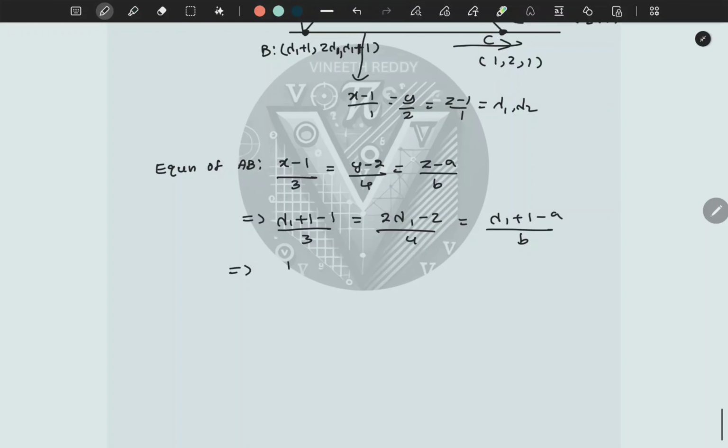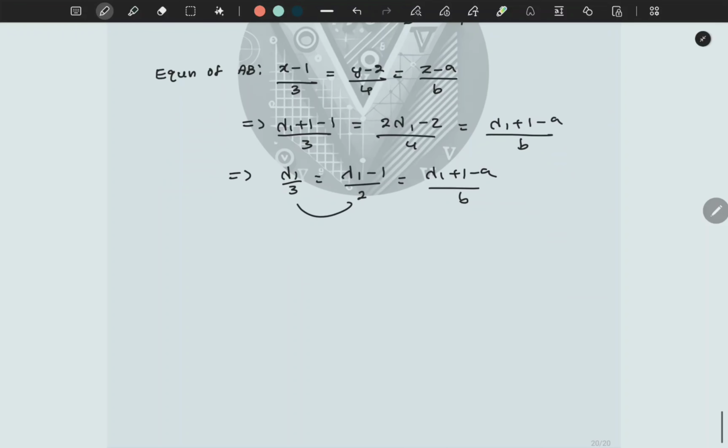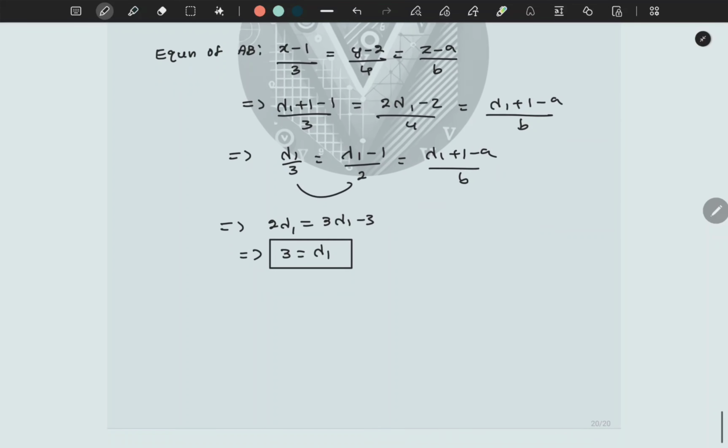So from here what do we get? We get lambda 1 divided by 3 is equal to (2 lambda 1 minus 2) divided by 2 is equal to (lambda 1 plus 1 minus a) by b. So if I equate these two and cross multiply, 2 lambda 1 will be equal to 3 lambda 1 minus 3. So we get 3 is equal to lambda 1. Perfect. So we get the value of lambda 1 as 3.